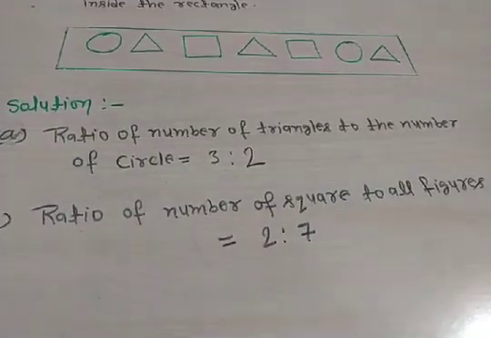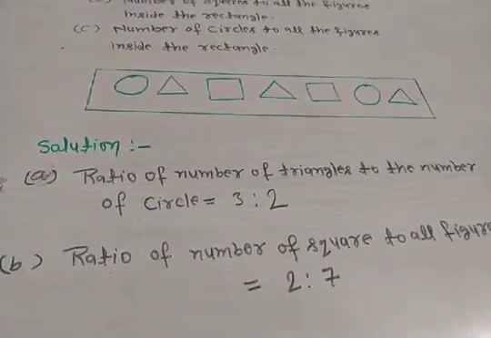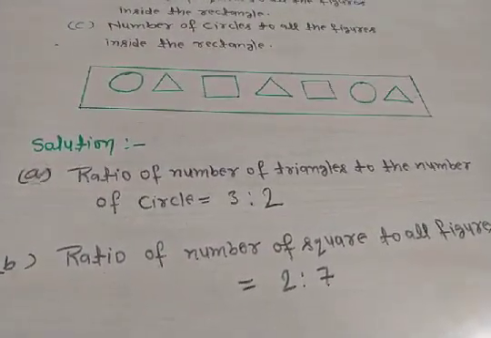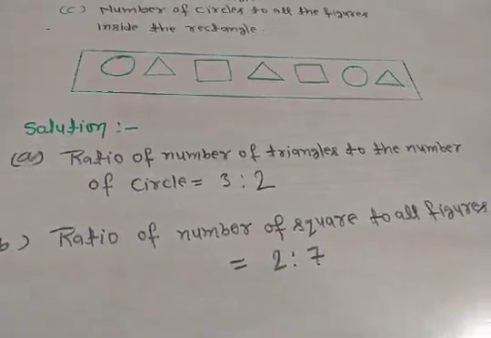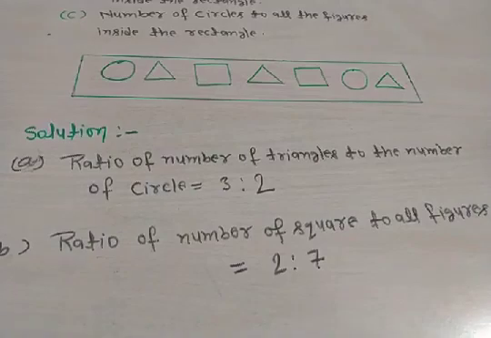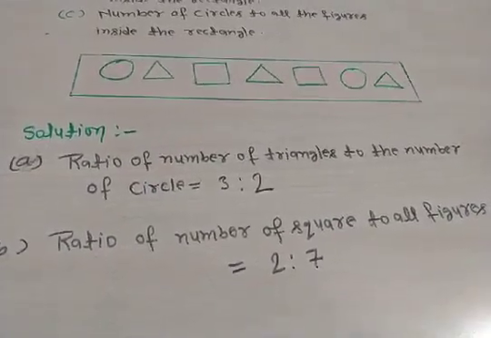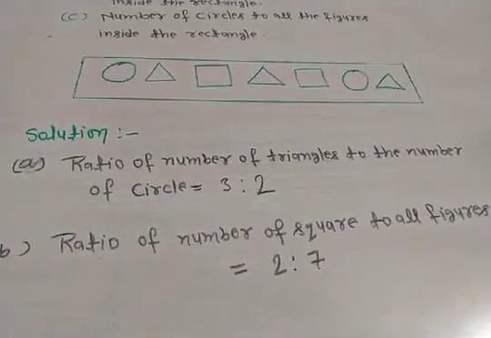Now C part. What is C part? You can see, the number of circles to all the figures inside the rectangle. So how many circles? 2 circles. And how many figures? 7. So the ratio becomes 2 ratio 7 again.